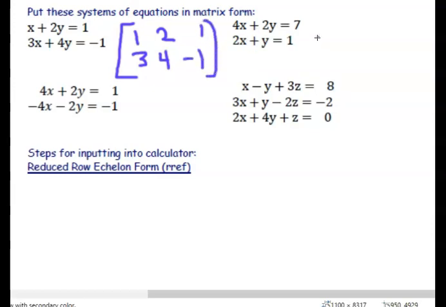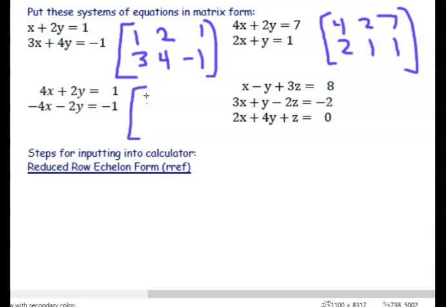For this one, we could do 4, 2, 7, 2, 1, 1. We only write the coefficients. We don't have to write x or y or z or anything like that. If there's just a variable, you'll put a 1 if it's positive, negative 1 if it was negative.